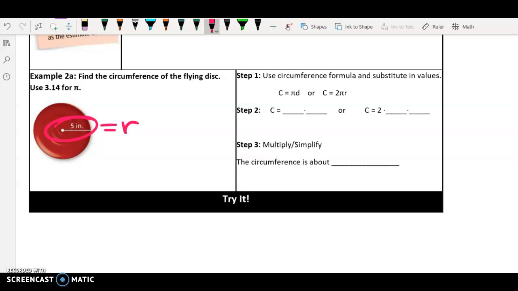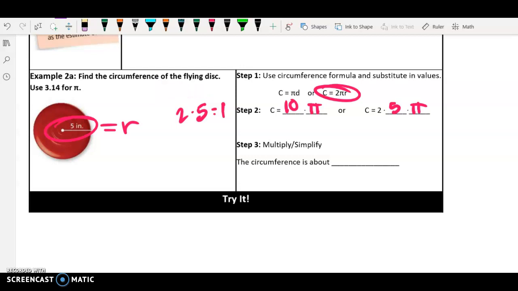We can either find the diameter first. Diameter equals 2 times the radius, so 2 times 5 equals 10. So we can do 10 times pi, or we can just do 2 times 5 times pi. I would use this one, just because that's what they gave you, and there's a little less work.